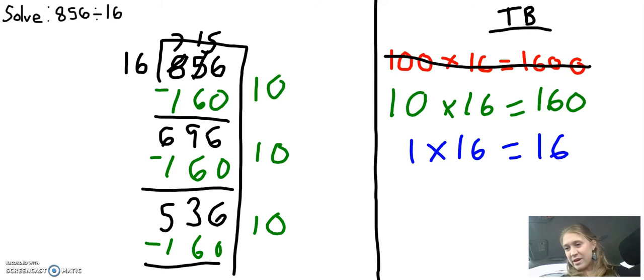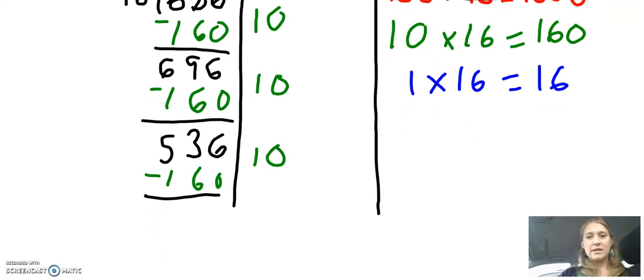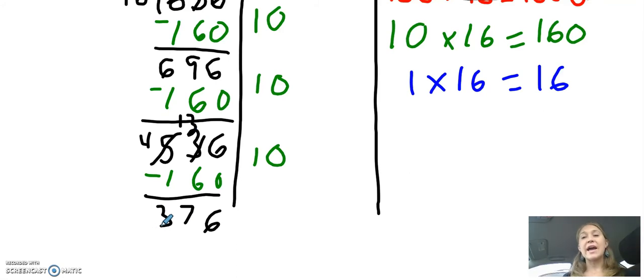Goodness, I'm running out, so I'm going to move my page down just a little bit. All right, here we go. 6 minus 0 is 6. 3 minus 6, stop, regroup. 5 becomes a 4. 3 becomes a 13. 13 minus 6 is 13, 12, 11, 10, 9, 8, 7. And 4 minus 1 is 3. 376. I can still use another 160.